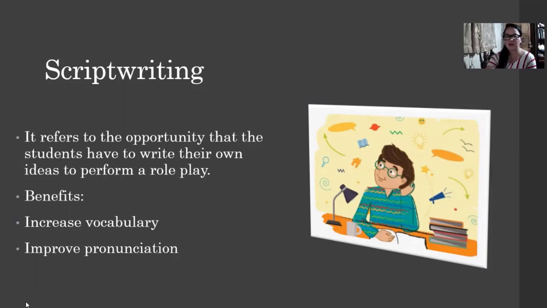Hi Miss, now I am going to explain to you about script writing. Script writing refers to the opportunity that the students have to write their own ideas to perform a role play. It is very important because the students have the opportunity to write all the things that they need to say. The benefits of this are, for example, increased vocabulary. The students can increase their vocabulary because, as I said, they can write their own ideas and they can use new words in their scripts.